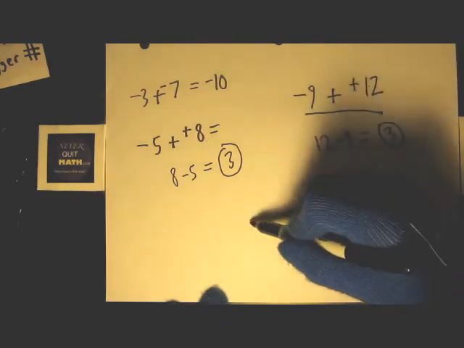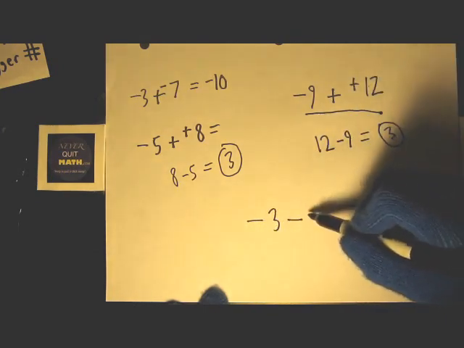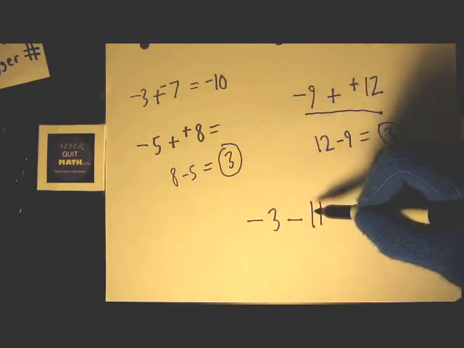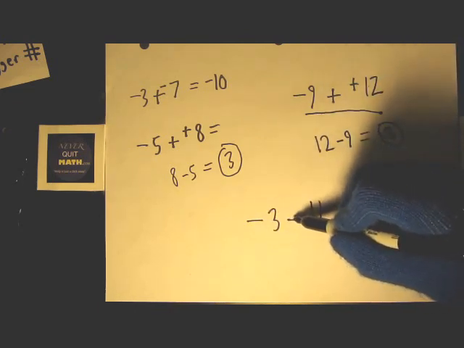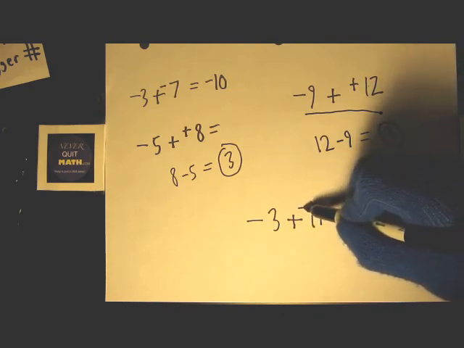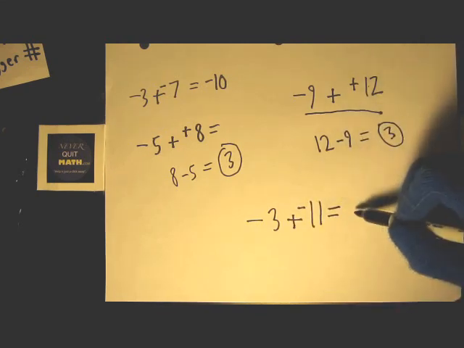Alright? Let's try another one. -3 minus 11. Subtraction to an addition. Change the sign of the second number. -3 plus -11 is equal to what? Negative answer, 14.